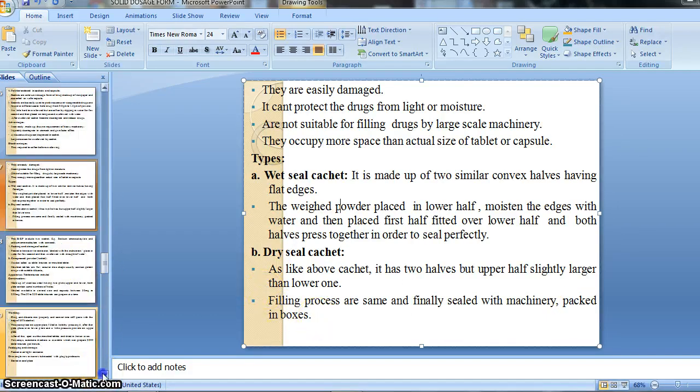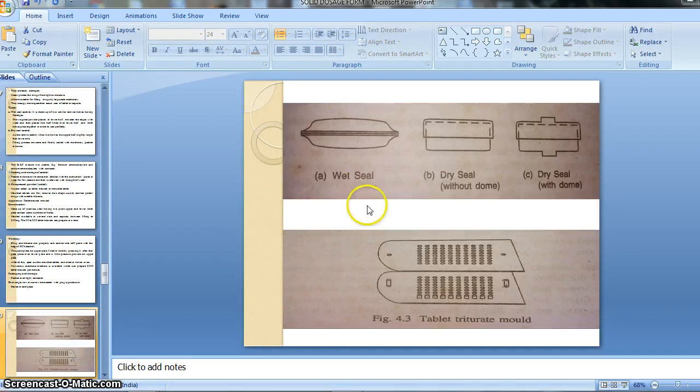So let's have a look at the sachets, right? These are the sachets. See, this is the wet seal sachet, right? And this is the dry seal sachet with a dome, this is the dome, okay? And this is the dry seal sachet without a dome, okay? This is the picture of the sachets. This is the wet seal sachet, and this is a dry seal sachet, right?